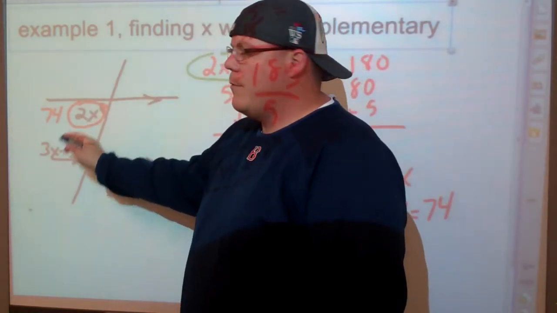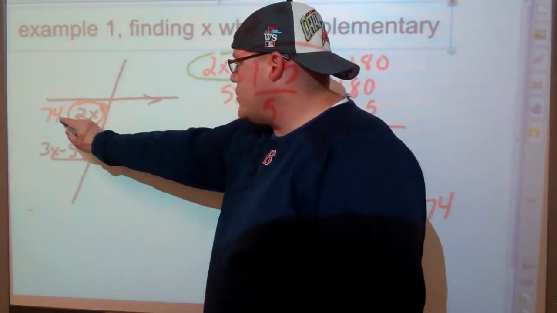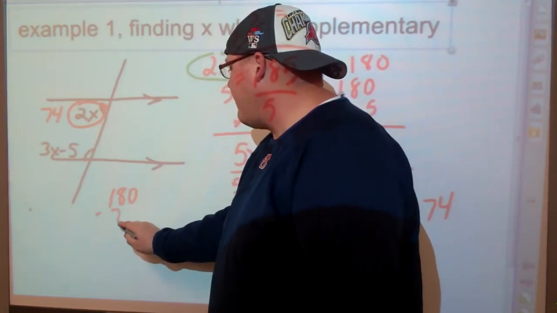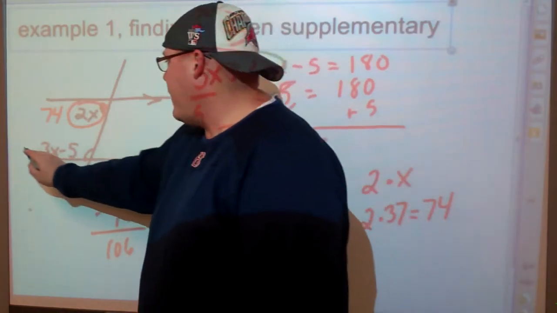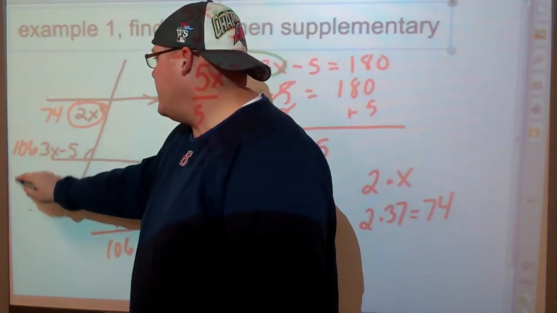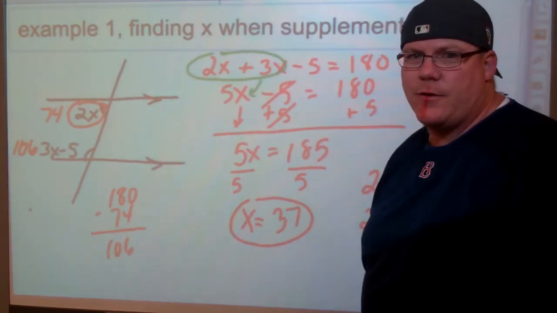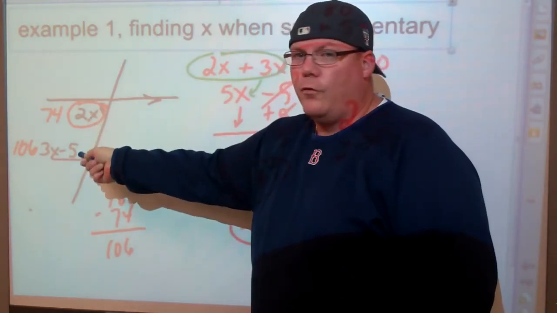Well, these two are supplementary, which means they add up to 180. So to find this one, I can just subtract 74 from 180. 180 minus 74 is 106. So the value of this angle is 106. All right? So that's how we would find x when we have supplementary angles, and then we input the x into the rule, the equation.